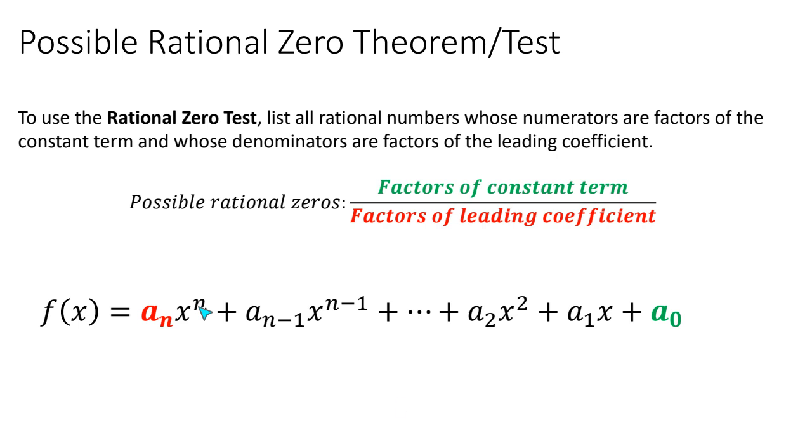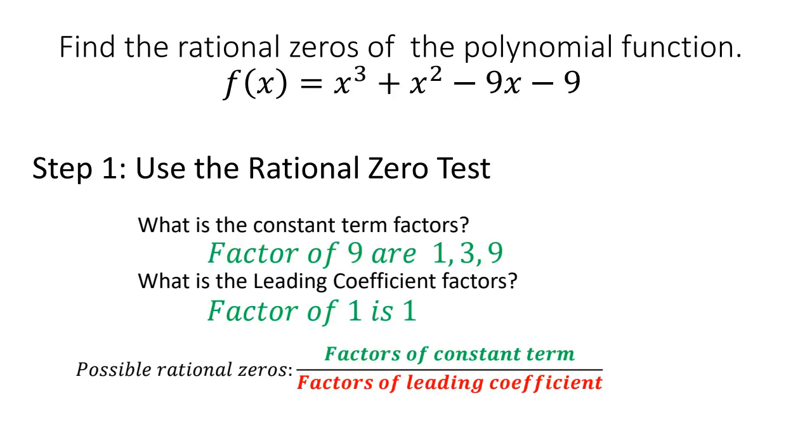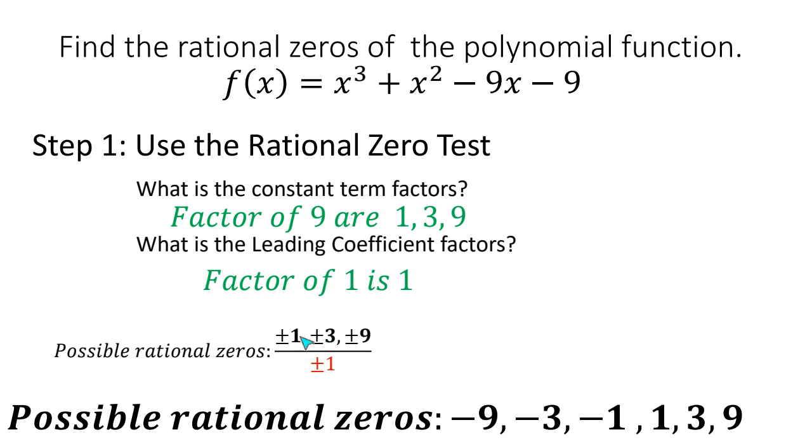Okay, so we look at this problem. We're going to find the factors of 9. So the factors of 9 are 1, 3, and 9. And then the factors of 1 is 1. But we can also have -1, -9, and that would still give us a 9. So we're going to consider the plus and minus 1, plus and minus 3, plus and minus 9, all divided by the plus or minus 1. So 1 divided by 1 is 1, 3 divided by 1 is 3, and 9 divided by 1 is 9.